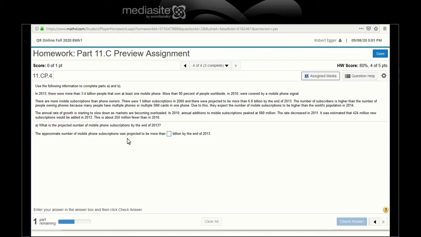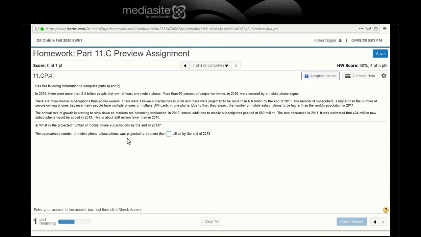There were 1 billion subscriptions in 2000, and they were projected to be more than 6.8 billion by the end of 2013. The number of subscriptions is higher than the number of people owning phones, because many people have multiple phones or multiple SIM cards in one phone. Is that right? Due to this, they expect the number of mobile subscriptions to be higher than the world's population in 2014. Annual rate of growth starts to slow down as the market becomes overloaded, aka saturated.